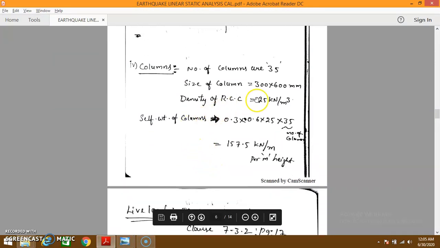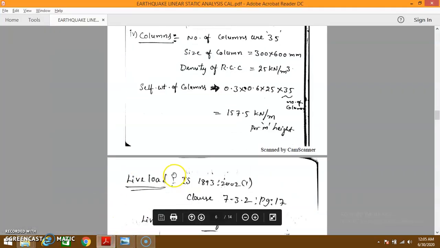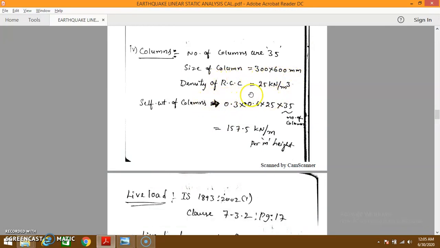Next, columns. The number of columns is 35 as per the plan. The column size is 300 by 600 mm. The density of RCC, or unit weight of RCC, is 25 kN per meter cube. Self-weight of columns equals 0.3 by 0.6 in meters into 25 into 35 total columns, which equals 157.5 kilonewton per meter height.